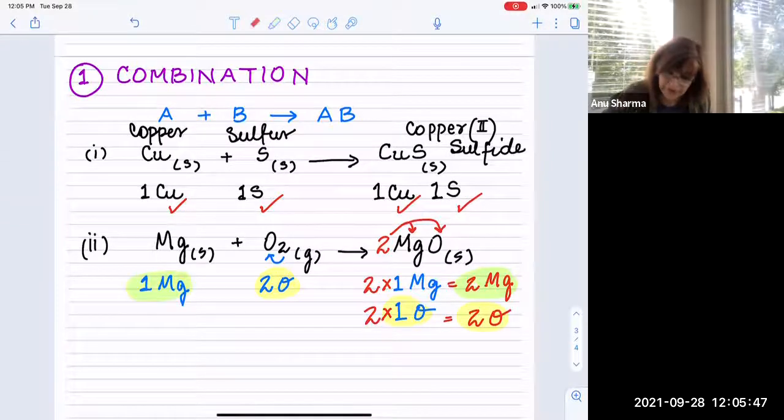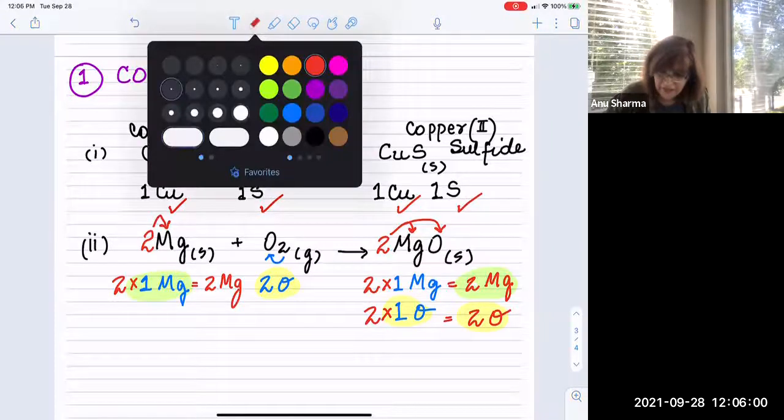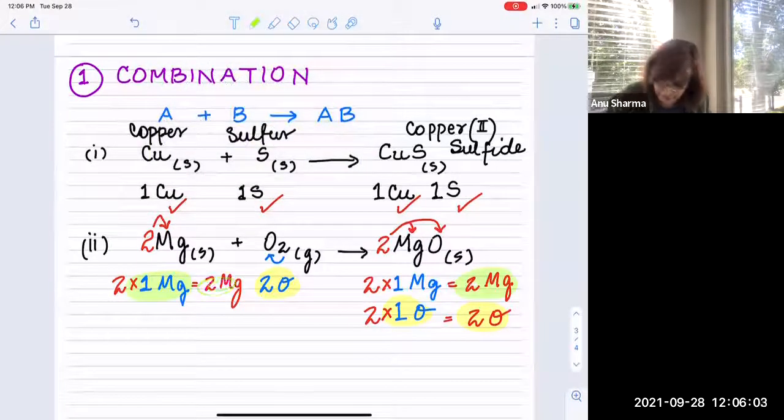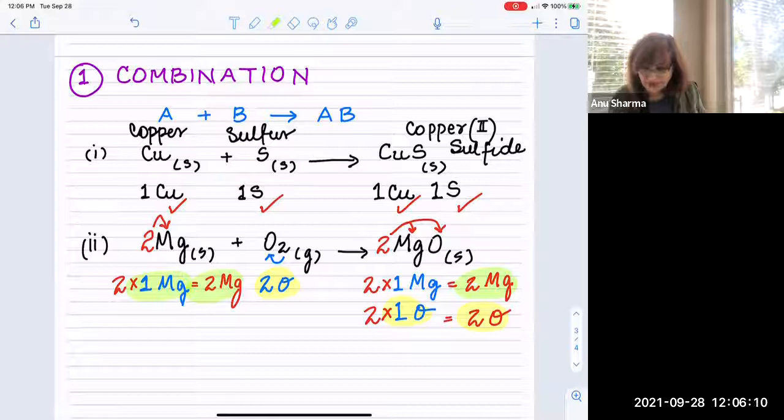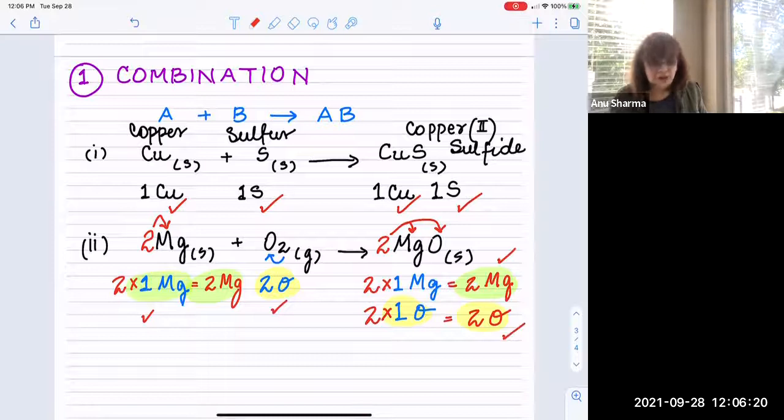So what do we do? We are going to take 2 times magnesium, and that is 2 magnesium. So you put 2 here, and this 2 applies to magnesium, so that makes the magnesium 2. Now we see that there are 2 magnesiums on both sides and 2 oxygens on both sides. It's always important to check for balancing. So 2 magnesiums, 2 oxygens, 2 magnesiums, 2 oxygens, balanced. Okay, so this is a simple combination reaction.